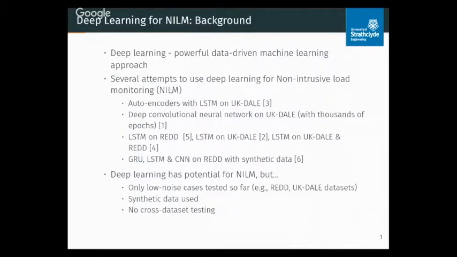Obviously everyone knows about NILM and everyone's using deep learning now, so I shouldn't have to cover that too much. There's been a lot of different approaches to deep learning. One was Jack Kelly's autoencoders and LSTM on his UK Dale dataset. A deep convolutional network approach was also taken with thousands of epochs and like 64 layers or something. There's been LSTM on REDD, LSTM on UK Dale, and LSTM on both. GRU, LSTM, CNN, all on the REDD dataset as well. So REDD's quite a popular dataset for testing all of these theories.